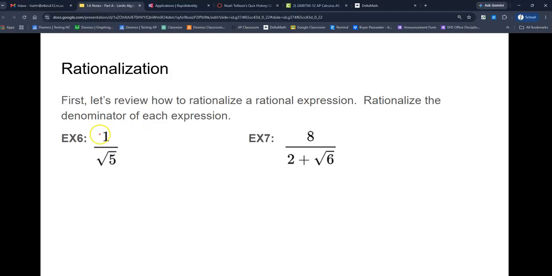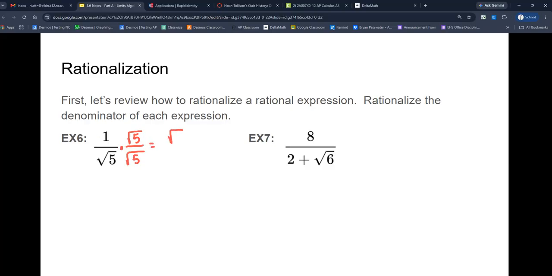In pre-cal, they did not like for us to leave a square root in the bottom of a fraction. So does anybody remember how we could get the square root out of the bottom of the fraction? Very good. Multiply by root 5 over root 5. Why is it okay to do that? It's essentially 1. Square root of 5 divided by square root of 5 is 1, doesn't change its value any, right? It changes how it looks, but it doesn't change its value.